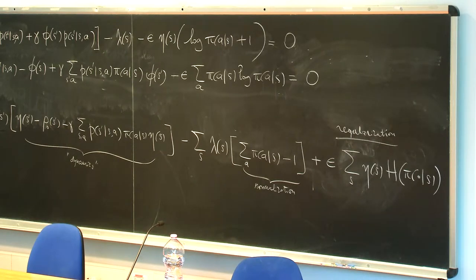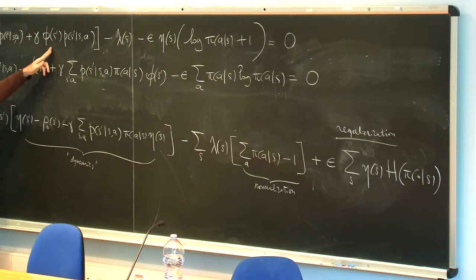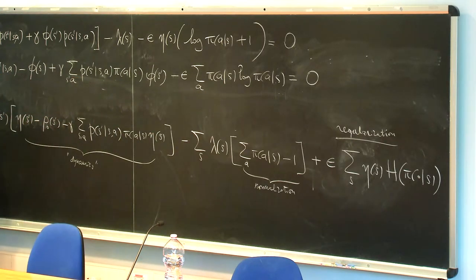Let's start from the top. This is good news, first, because this equation allows us to express the optimal policy as a function of phi. And then we will plug this expression into the second one, and we will find a closed equation for phi. So that's the plan. And this closed equation will be, once we take the limit of vanishing regularization, epsilon going to zero, the Bellman equation, our optimality equation. And from that equation, we will be able to recover the optimal policy. Is the plan clear? So let's go.